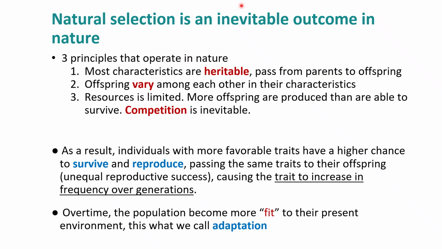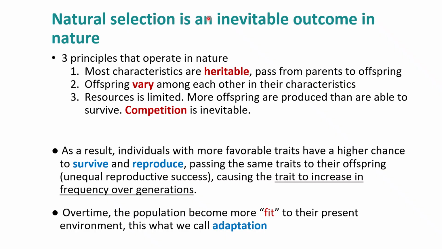The first one is characteristics are heritable. And that means that characteristics are passed from parents to offspring. So, for example, taller parents would give rise to tall kids, right? And short parents would usually give rise to short kids. The second principle here states that within a population, the offspring have to vary among each other in characteristics. So continuing from our early example, within a population, we see individuals with different heights, right? Some are tall, some are short.